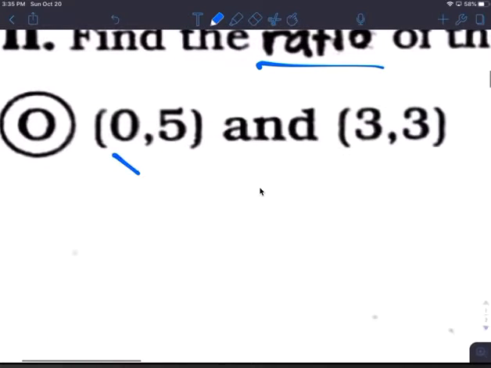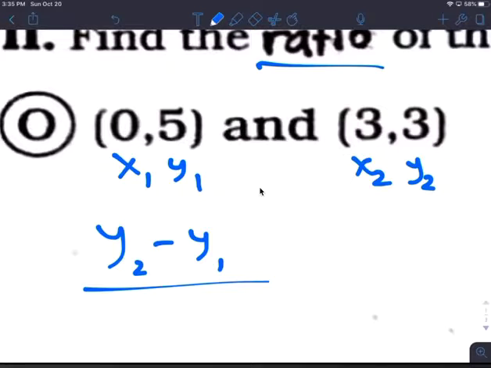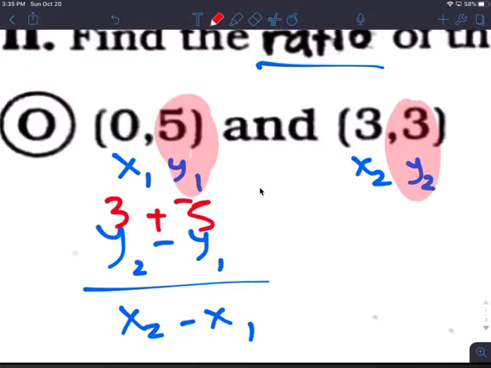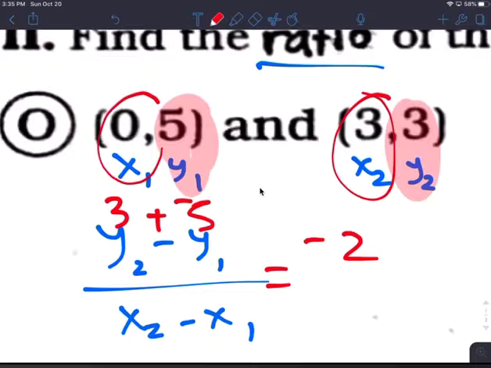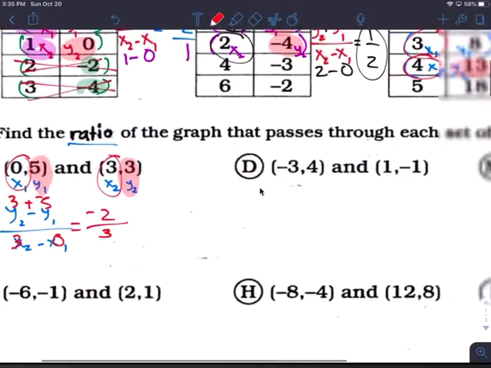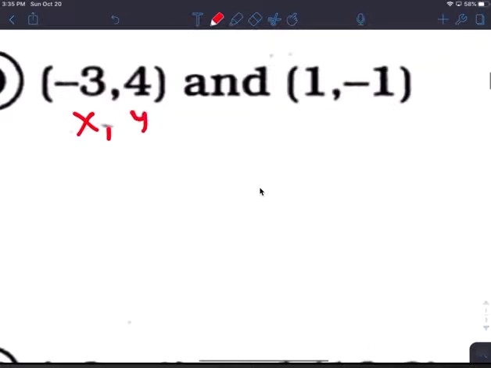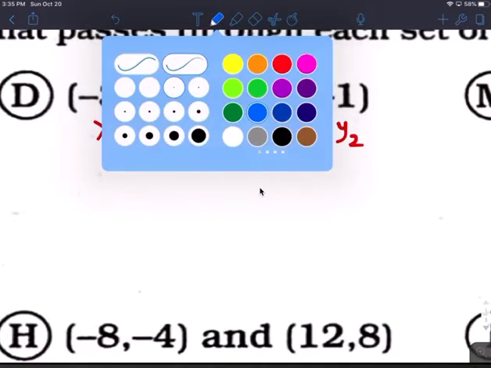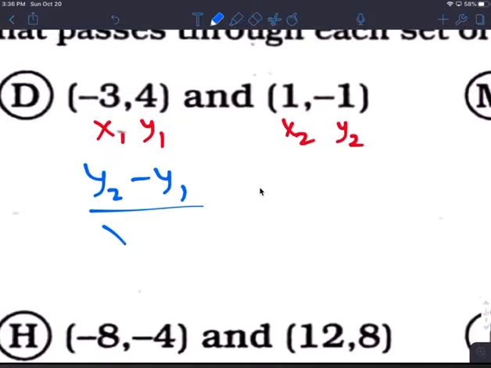Find a ratio. X sub 1, y sub 1. X sub 2, y sub 2. So y sub 2 minus y sub 1 over x sub 2 minus x sub 1. So y sub 2 is 3 minus the 5. 3 minus 5, additive inverse. It's negative 2. 3 minus 0. Same thing here. X sub 1, y sub 1, x sub 2, y sub 2, and you do the formula. Y sub 2 minus y sub 1 over x sub 2 minus x sub 1. Y sub 2 is negative 1 minus 4.